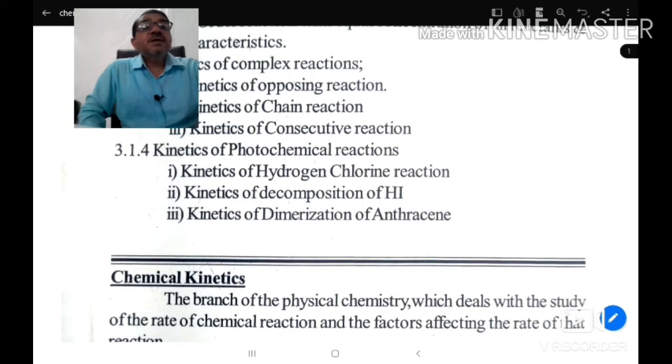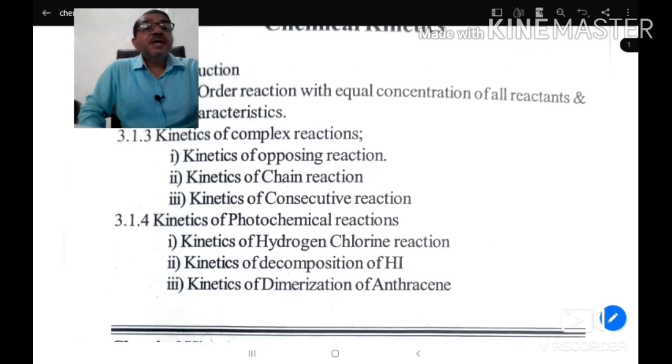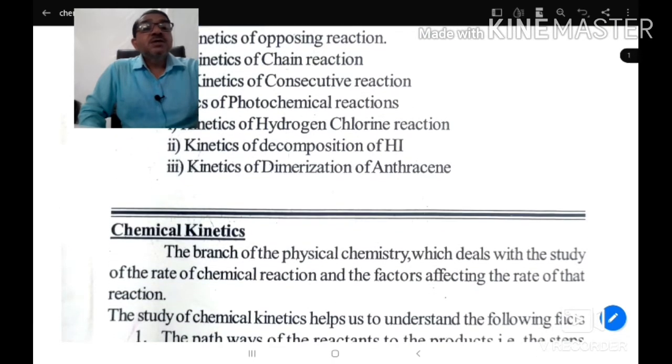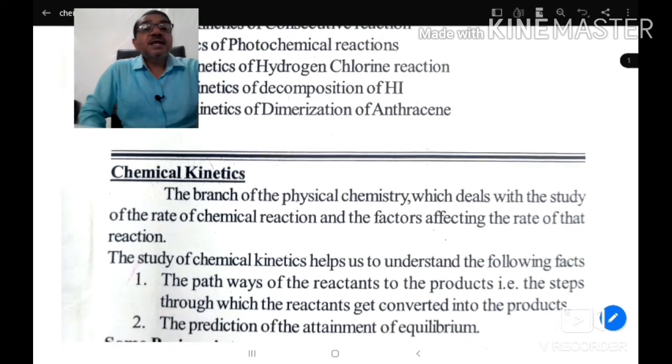Now we have just two kinetics parts, that is kinetics of opposing reaction and kinetics of consecutive reaction. So let us see the introductory part of this chemical kinetics topic. It is the branch of physical chemistry which deals with the study of the rate of chemical reaction and the factors affecting the rate of that reaction.